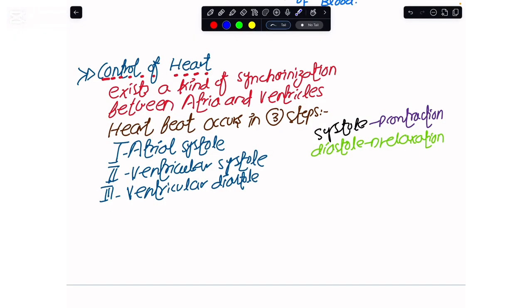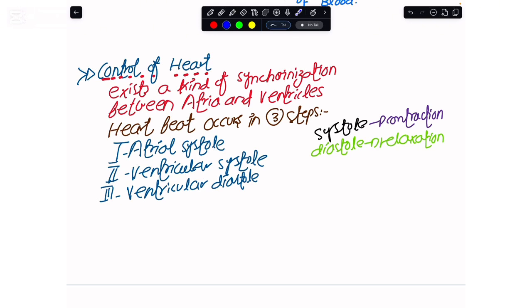The previous lecture was about the flow of blood in the heart. There we were talking about each single atrium and the ventricles of the heart. And here we will see how the heartbeat is controlled. What we have to keep in mind is that between the atria and the ventricles of the heart, there is a kind of synchronization, an association between them.